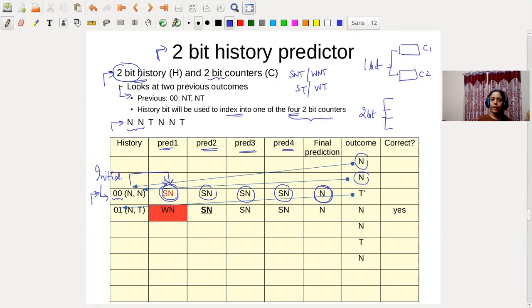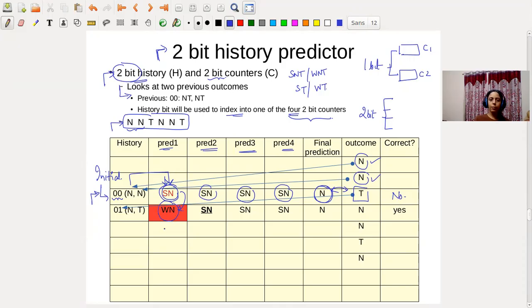The actual outcome that I'm trying to trace is N and T, N and T. So N and N are done. This is T now. So the actual outcome is taken, which means that the prediction is not correct. And therefore, what I do is go and change this counter's prediction. So if it's strongly not taken and the outcome is taken, I change it to weakly not taken.